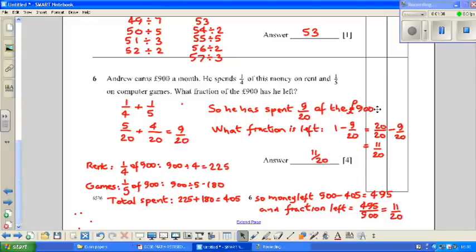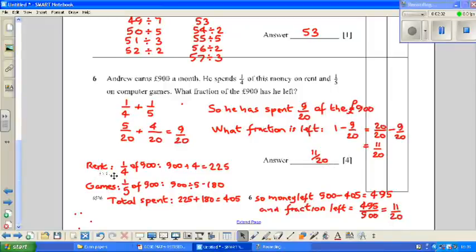So now we know he's spent 9/20 of the £900. What fraction does he have left? We know 9/20 have gone, so we're going to take the 9/20 away from 1, and obviously 1 is 20/20, so it's 20/20 take away 9/20, and we subtract the two top numbers. 20 take away 9 is 11/20. So the answer, the fraction remaining, is 11/20.